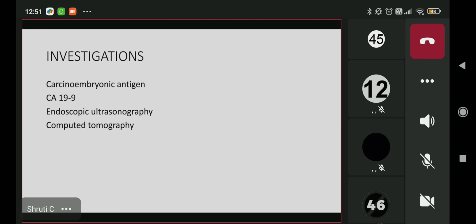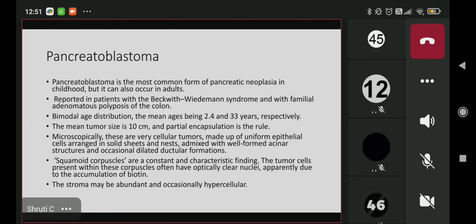And finally, the childhood neoplasm, that is the pancreatoblastoma. It is the most common form of neoplasia in childhood, but it can also occur in adults. It is associated with Beckwith-Wiedemann syndrome and with FAP, or familial adenomatous polyposis of the colon. There is bimodal age distribution, usually in children, the mean age being 2.4 years, and in adults 33 years. The mean tumor size is 10 centimeters.